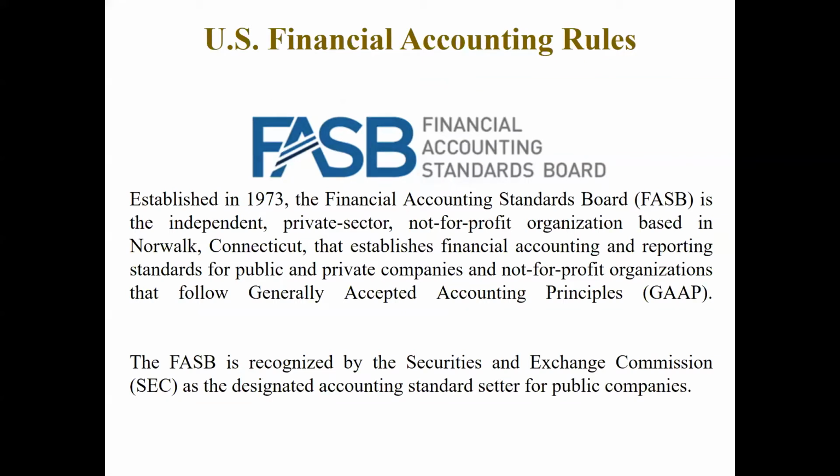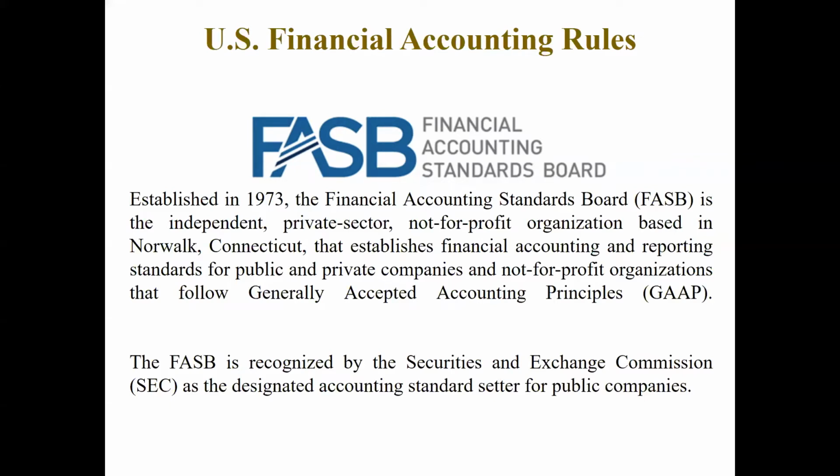Well, the SEC is responsible for the rules, but the SEC delegated authority for rulemaking to the FASB, the Financial Accounting Standards Board. It was established in 1973. It's independent. It's a private sector board. It's a not-for-profit organization. It's in Connecticut, and it establishes the financial accounting and reporting standards for public and private companies and not-for-profit organizations. And it defines what is considered generally accepted accounting principles, or GAAP.